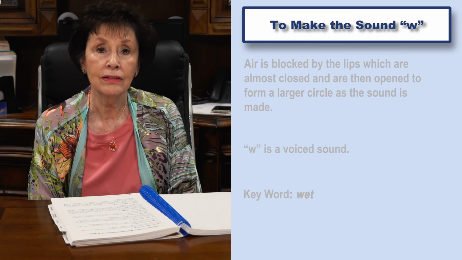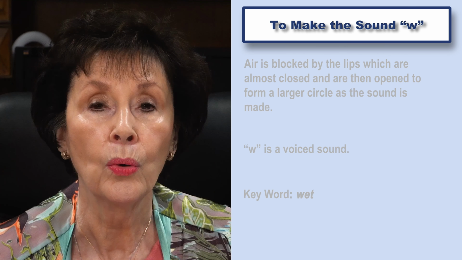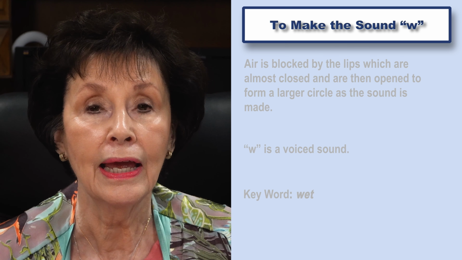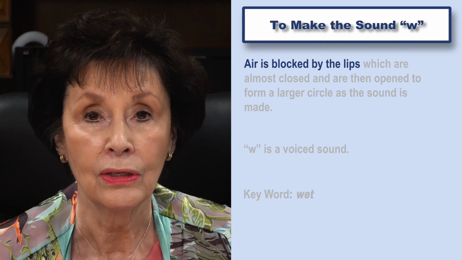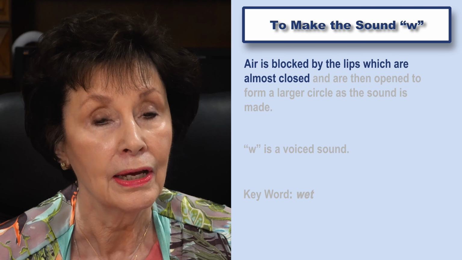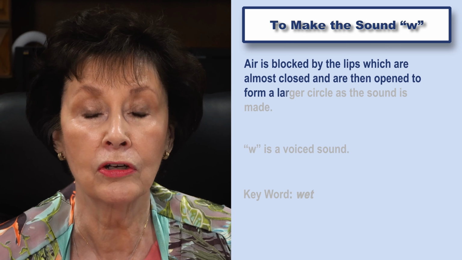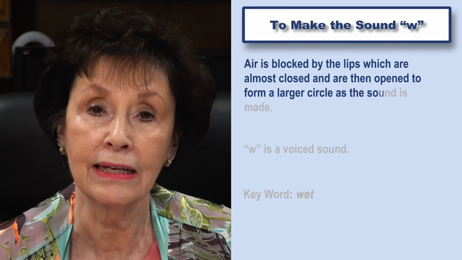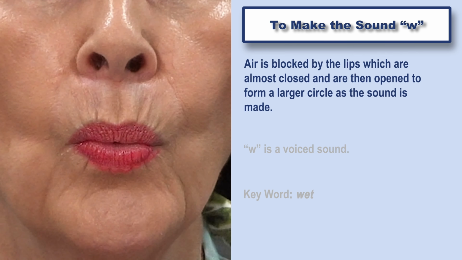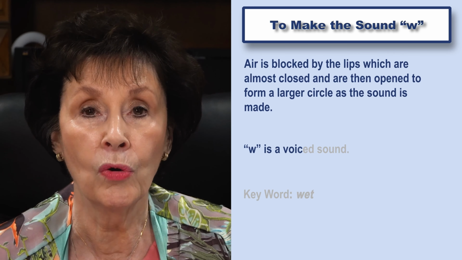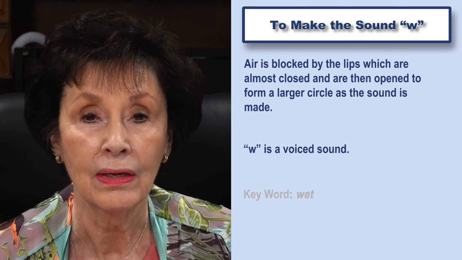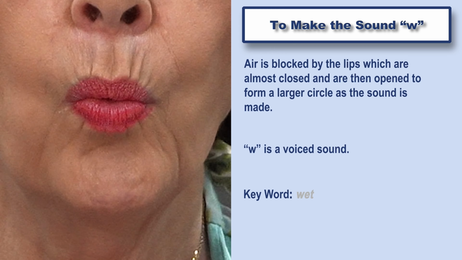To make the sound of the letter W, air is blocked by the lips, which are almost closed and then open to form a larger circle as the sound is made. W is a voiced sound. The key word is wet.